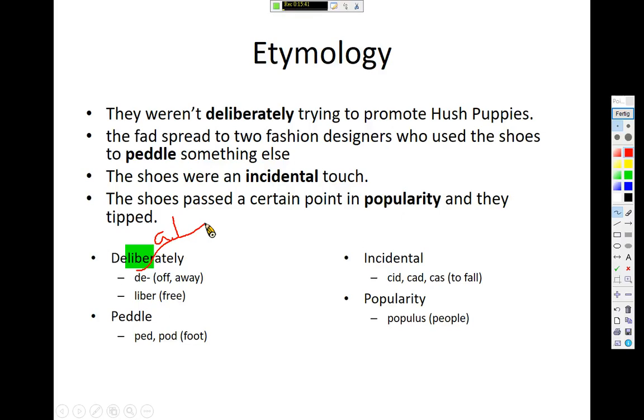Deliberately means that D, away or off, you are away from the freedom. So you are not allowed to do this. So when we say deliberately, it refers to on purpose. You do this on purpose. Okay. Because you have no choice. You have to do this.